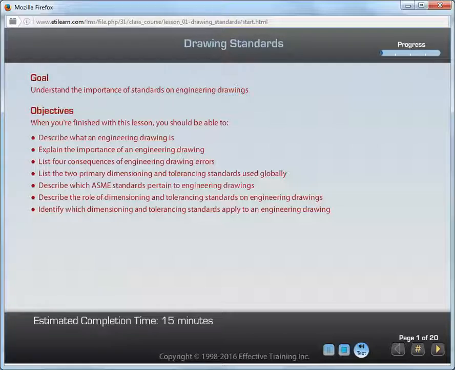When you're finished with this lesson, you should be able to describe what an engineering drawing is, explain the importance of an engineering drawing, list 4 consequences of engineering drawing errors. List the 2 primary dimensioning and tolerancing standards used globally. Describe which ASME standards pertain to engineering drawings. Describe the role of dimensioning and tolerancing standards on engineering drawings. Identify which dimensioning and tolerancing standards apply to an engineering drawing. It will take approximately 15 minutes to complete this lesson.